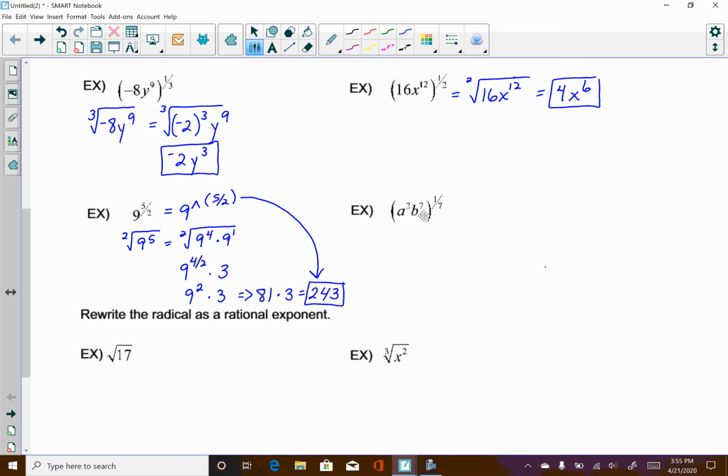Example over on the right, a squared b to the 7th raised to the 1/7 power, so that's the same as the 7th root of a squared b to the 7th. I can't write a squared as a multiple of 7, but b to the 7th already is a multiple of 7. So just take out what I can. The 7th root of b to the 7th would just be b, and then I would have left inside the 7th root of a squared. Final answer.